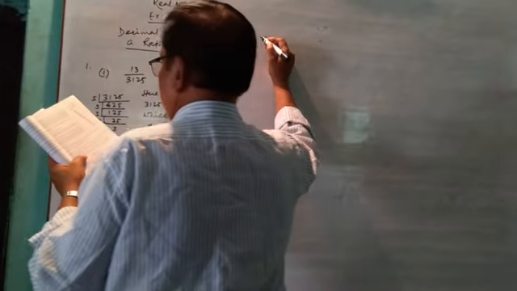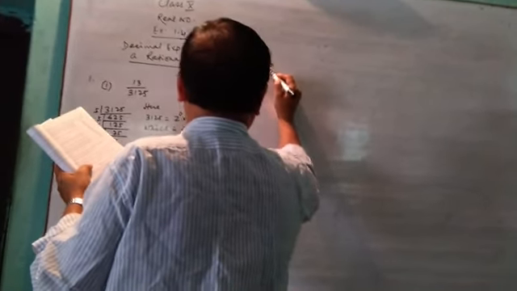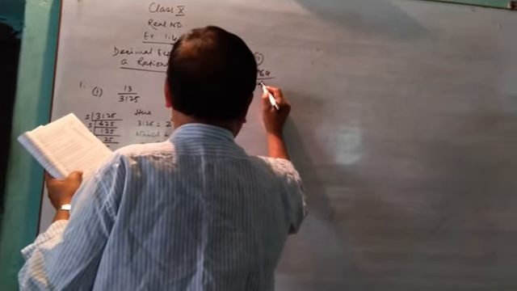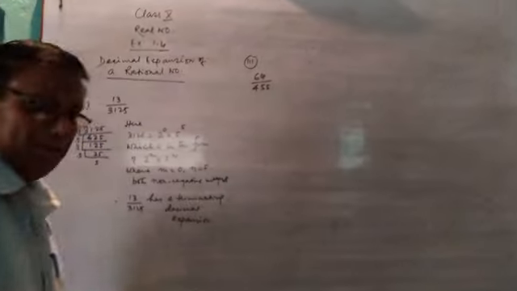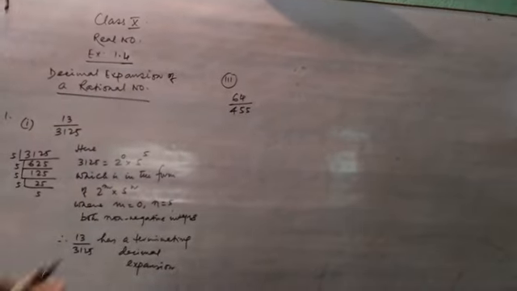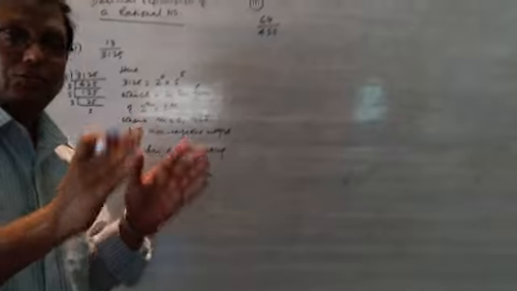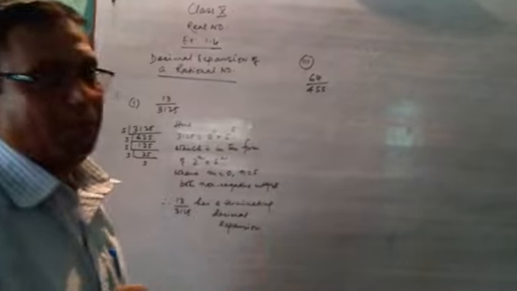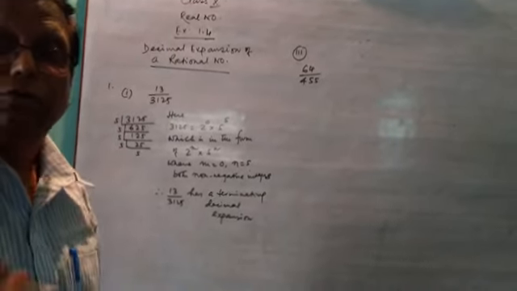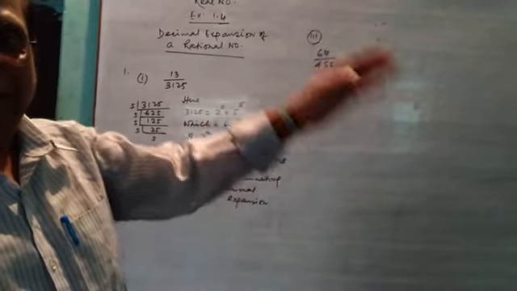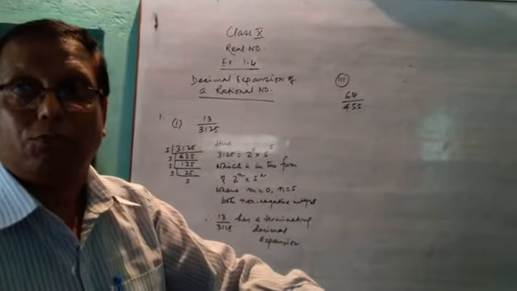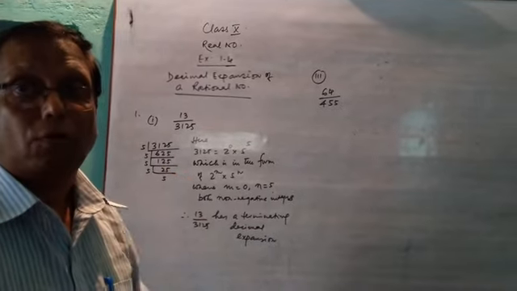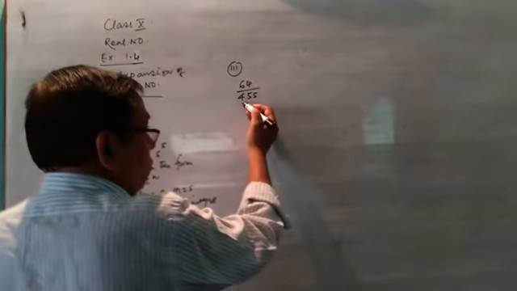Now take question number 3, 64 upon 455. Students, a very important thing I should tell you over here: before checking whether it has a terminating or non-terminating repeating decimal, first verify whether the given number is in its simplest form or not. If it is not, convert it into simplest form and then take the prime factors of the denominator Q. Otherwise, your answer may be wrong. So here 64 and 455 are both co-prime to each other. That means it is already in the simplest form.